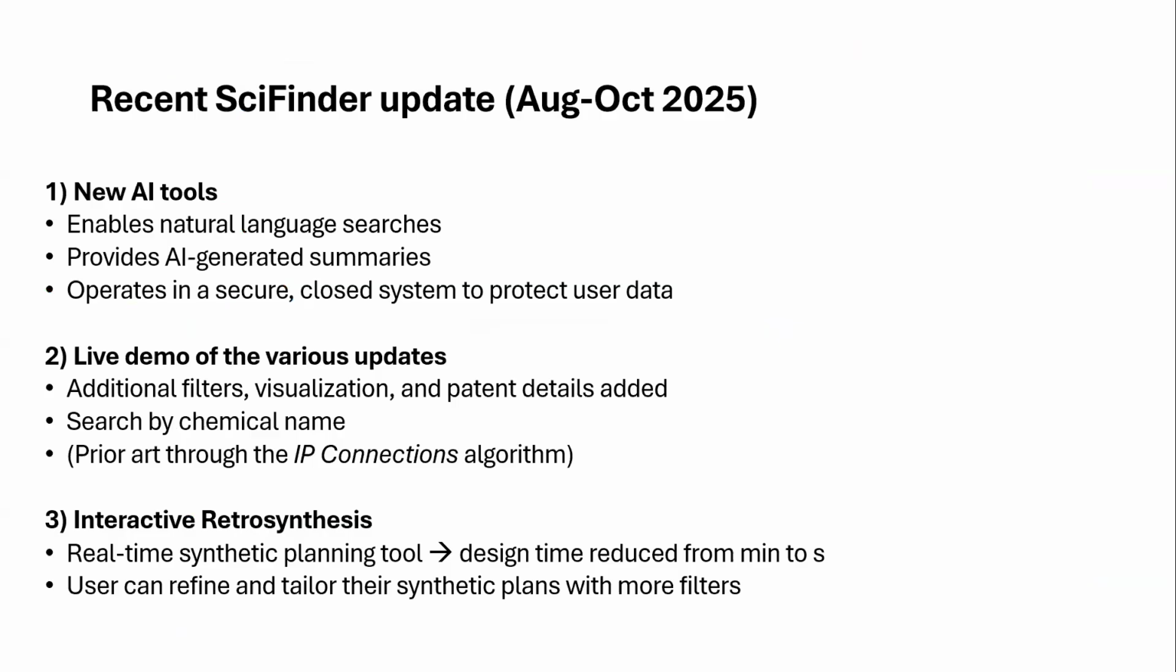As I told you, there is AI now which understands natural language, but not only that, AI is also generating summaries of your searches, and I will make an example. It's important to know that everything you're typing will not be used to train the model. It's a secured closed system which protects the user data. We will have a live demo with various updates. You will see the filters, visualizations, patent details; search by chemical name is also a new option.